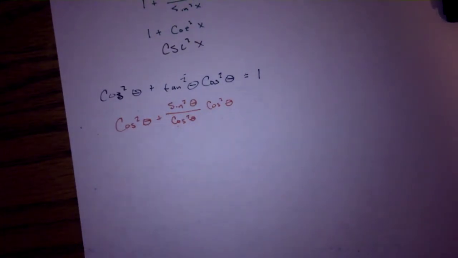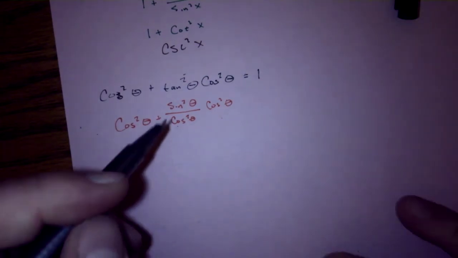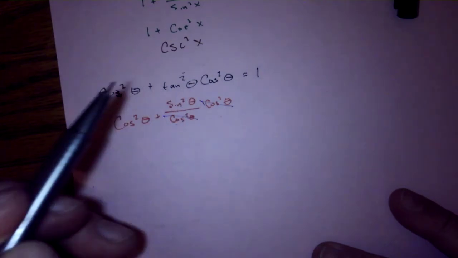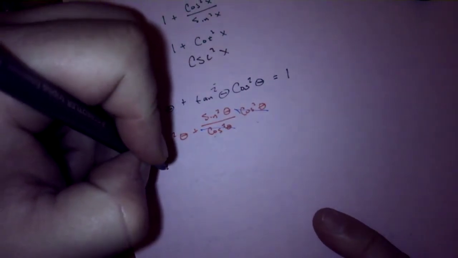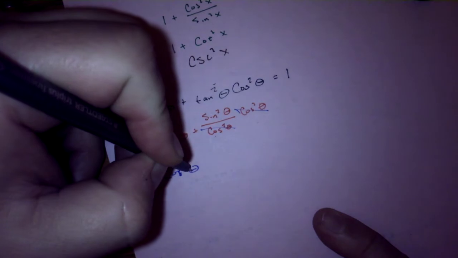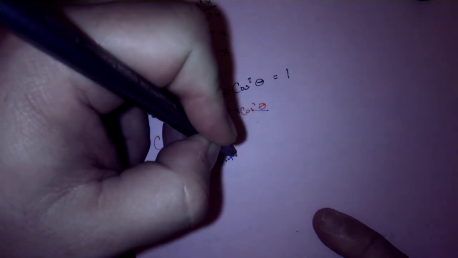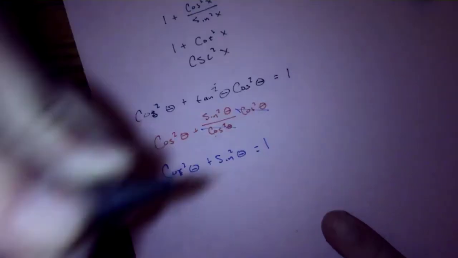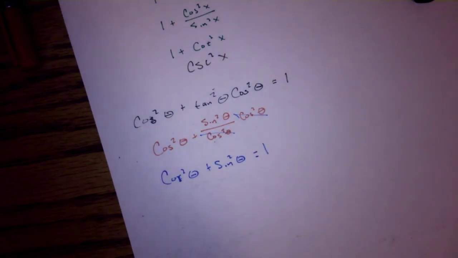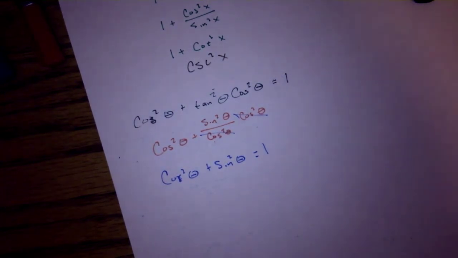We got a cosine squared and a cosine squared. You know what those do, right? They make everything better. They say bye-bye. And we're left with cosine squared theta plus sine squared theta equals 1, which we know is true. That is that Pythagorean property. And I'm done.